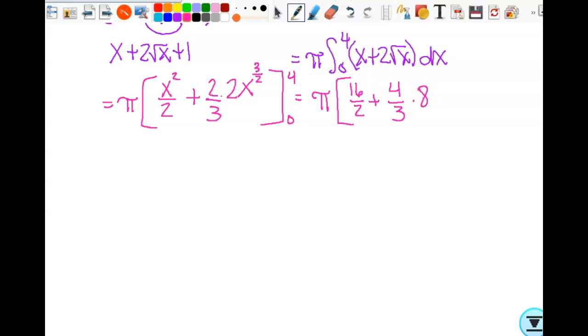And then minus 0, right? It's just going to be 0? Yes. So that means I get pi times 8 plus 16 divided by 2. Oh, this 8? Well, while you were talking, I was doing the 4 to the 3/2 power, so I took the square root of 4, then I cubed it. Oh. 8. 8 times 4 is 32 over 3.